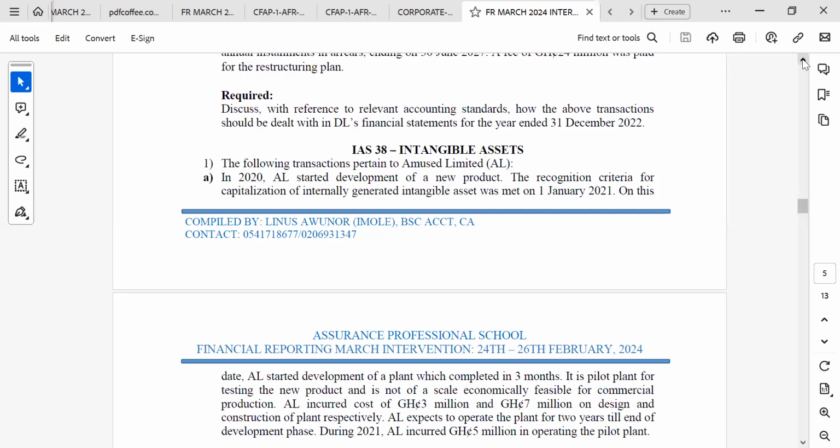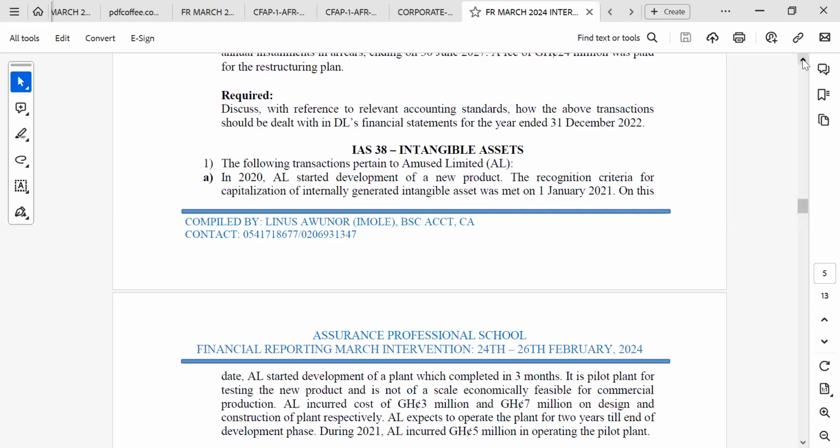Do you know the design that they are talking about? What design are they talking about? Okay. The design of what? Okay. They are talking about the design of the product.